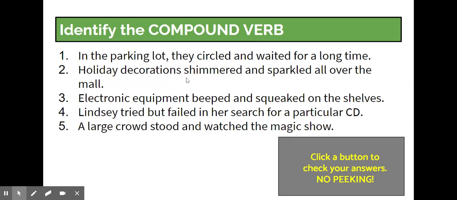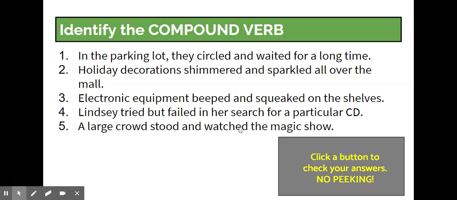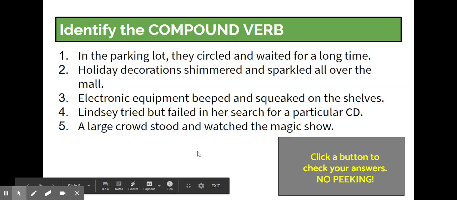Number 1, in the parking lot, they circled and waited for a long time. Number 2, holiday decorations shimmered and sparkled all over the mall. Number 3, electronic equipment beeped and squeaked on the shelves. Number 4, Lindsay tried but failed in her search for a particular CD. That's a compact disc. Number 5, a large crowd stood and watched the magic show. You should pause the video, or you can rewind it to re-listen.